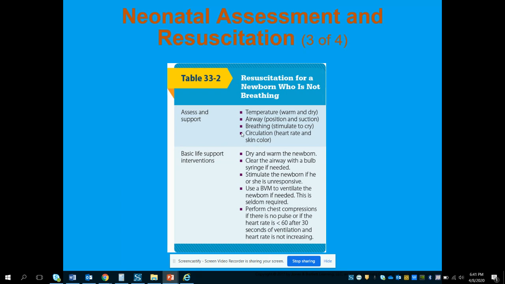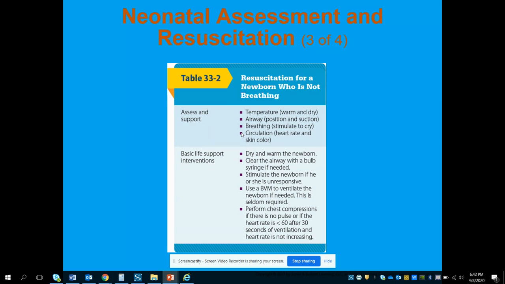So for resuscitation of newborns who are not breathing, we want to assess and support their temperature. So warm and dry, airway, position and suction, breathing. We can stimulate to cry. So again, suctioning with that bulb syringe out of the OB kit. If we need to use a BVM and ventilate for the patient, we would do that here. And for the newborn patient, you would be ventilating about every 3 seconds. And then we're also looking at circulation, so heart rate and skin color.